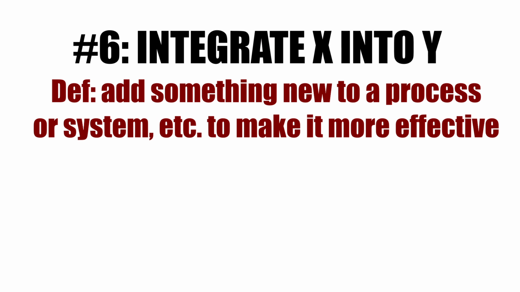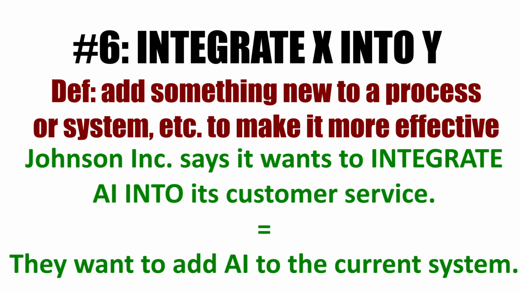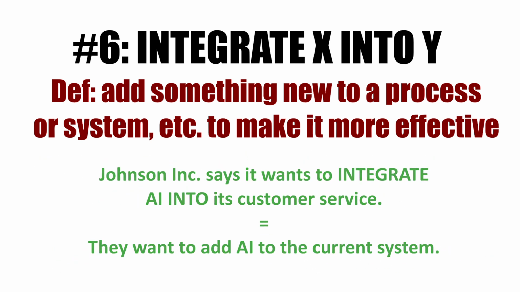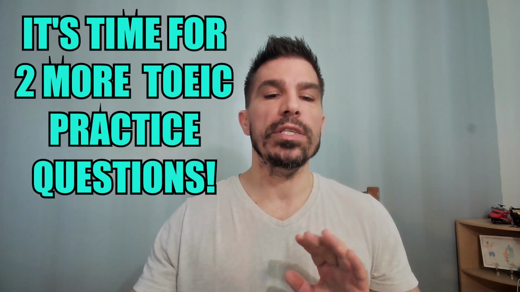The last word we're going to look at is integrate. And this is to integrate something into a bigger thing. It's to add something into another thing, often a process, to make it more effective. An example, Johnson Inc. says it wants to integrate AI into its customer service over the next 2 years. So they want to blend it, mix it with their current customer service program and make it more effective. Or the restaurant plans to integrate vegan options into its already diverse menu. So put them in. Okay, so now we've got 2 more TOEIC questions.